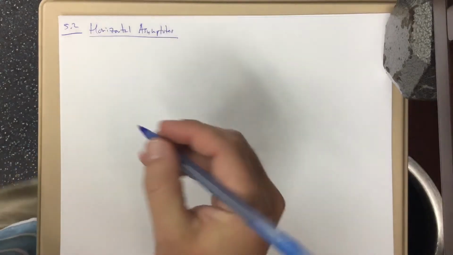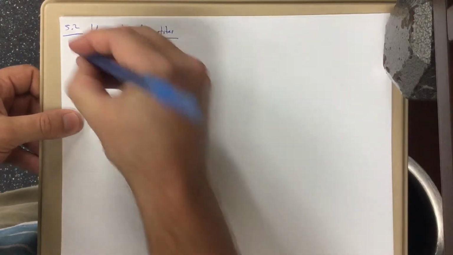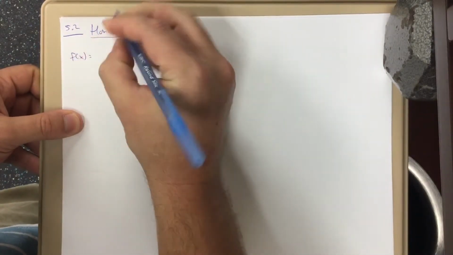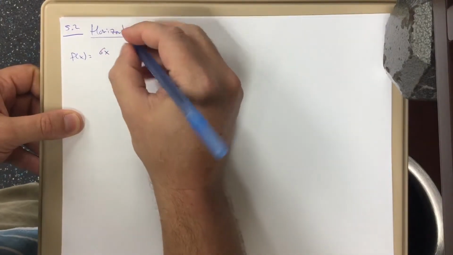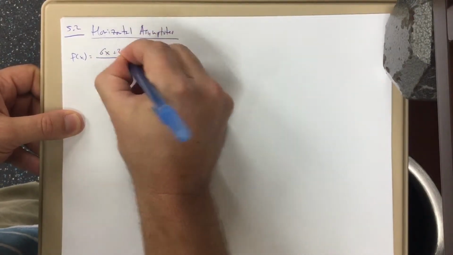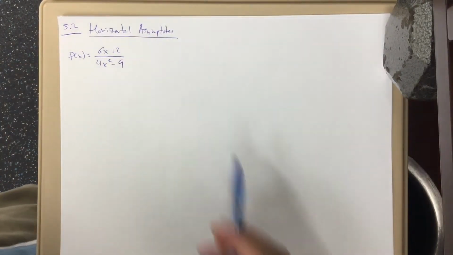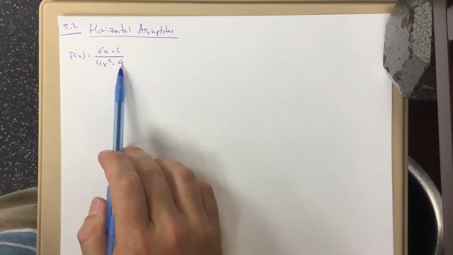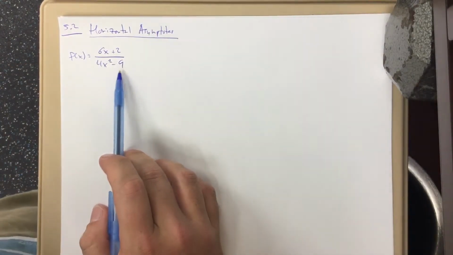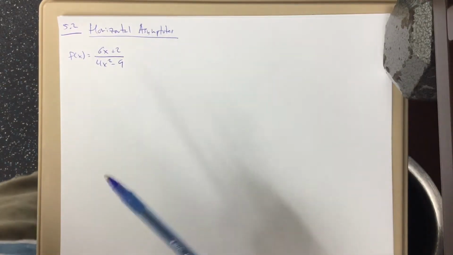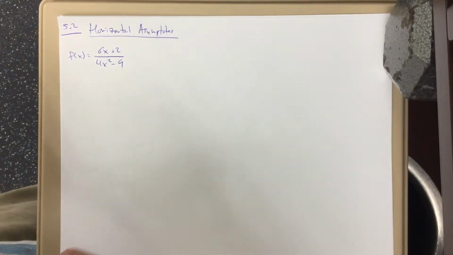Remember, in the reciprocal function, we had the horizontal asymptote. So we're going to see how the horizontal asymptote works. Let's say we had a function like this: f of x equals (6x plus 2) over (4x squared minus 9). We can go ahead and figure out what the vertical asymptotes are, and that's cool. But right now I want to focus on the horizontal asymptote. Here's how it works.